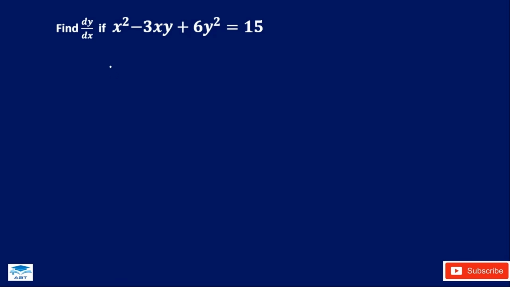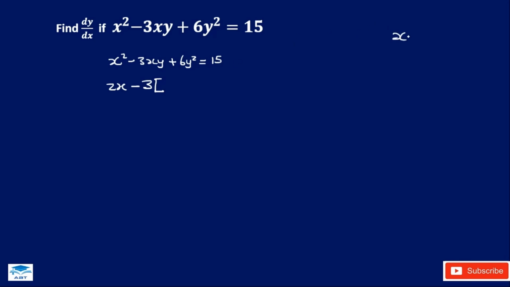So let's try this example. We have x squared minus 3xy plus 6y squared is equal to 15. And it's an implicit function because y has not been expressed in terms of x. So we differentiate everything one after the other. The differential of x squared is 2x minus, let this 3 be outside a bracket because it's a constant, and xy is a product, so we will apply the product rule on xy.